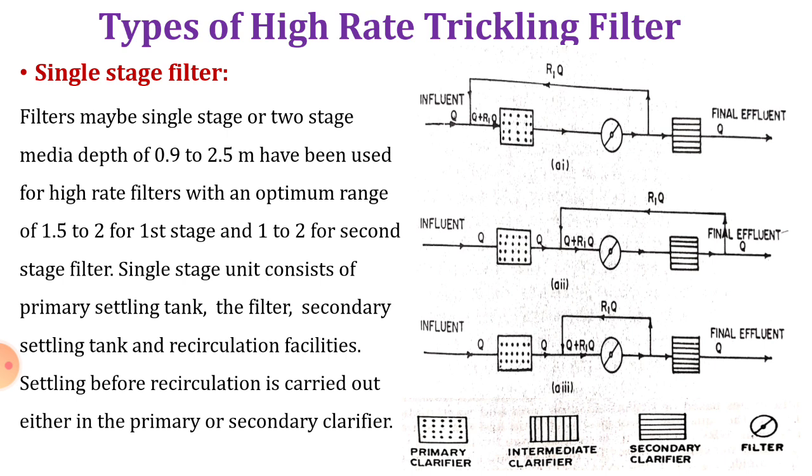Single stage unit consists of primary settling tank, the filter, the secondary settling tank and recirculation facilities. Settling before recirculation is carried out either in the primary or secondary clarifier. So it is having the three configurations.